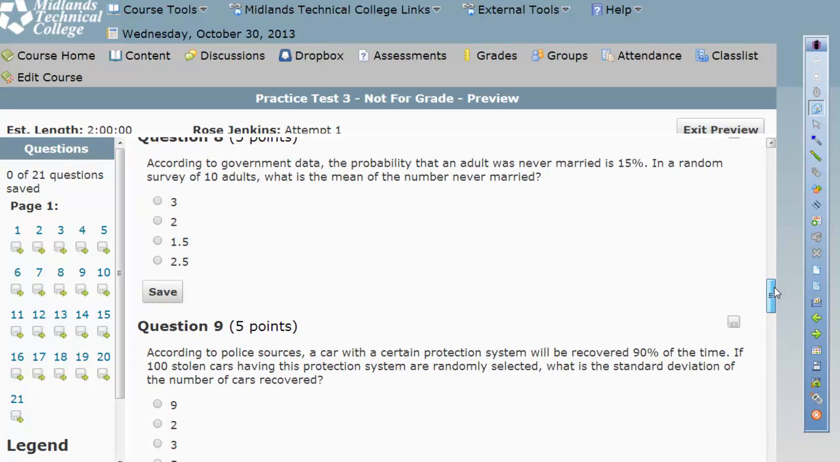According to government data, the probability that an adult was never married is 15%. In a random survey of 10 adults, what is the mean of the number never married? Even if we're going to talk about the mean, we still need to know something about the distribution. Either we need to have the probability distribution listed here, or maybe we have some shortcuts if we happen to know what the distribution is. So what kind of distribution do we have in this problem?